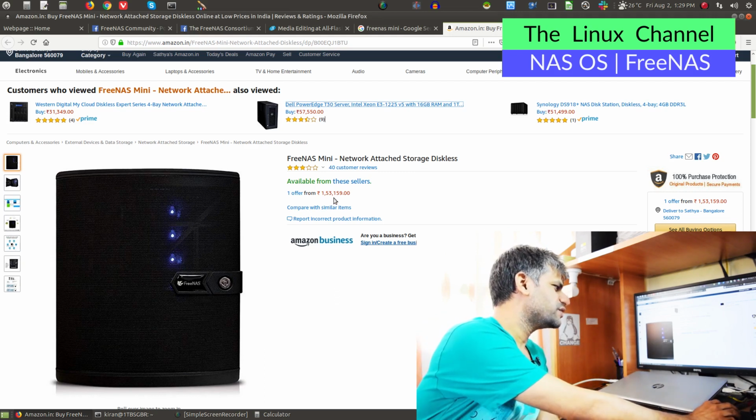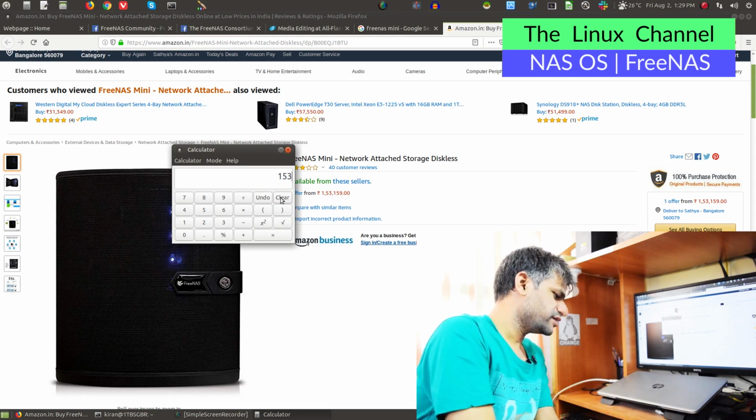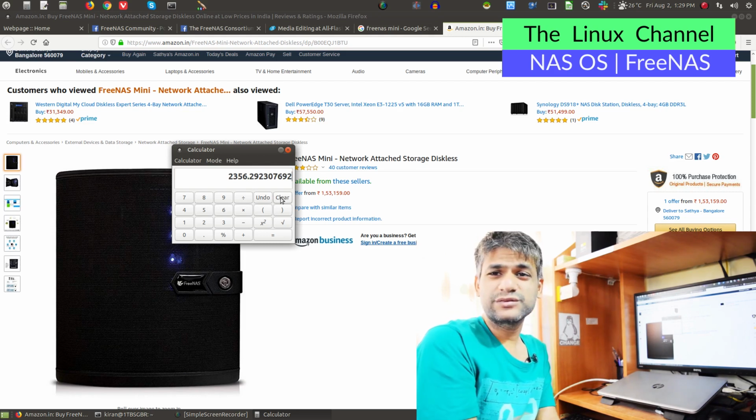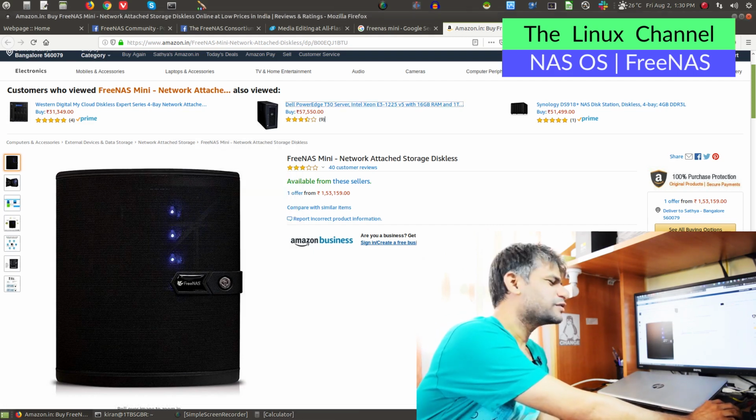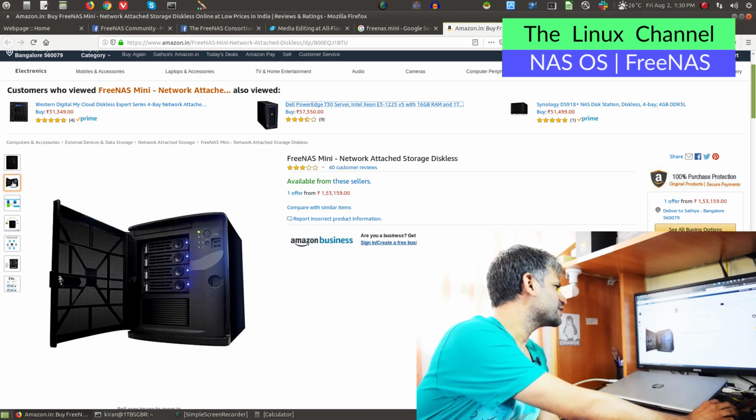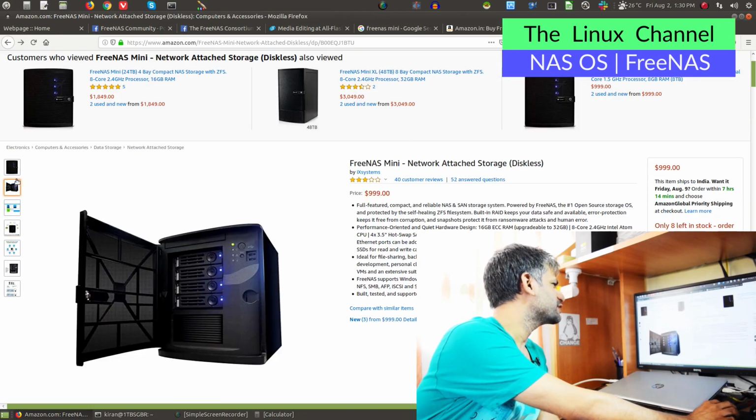If I roughly translate, 159 divided by 65 comes to around $2,300. It's such a ridiculously expensive thing in India. I'm not really sure what is happening with FreeNAS. You can see it's the same hardware here versus here, just the same thing, but it is pretty expensive.